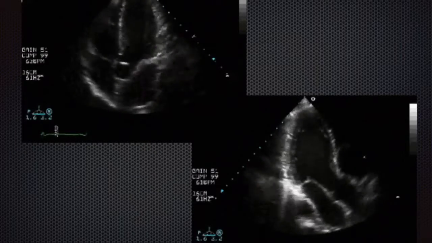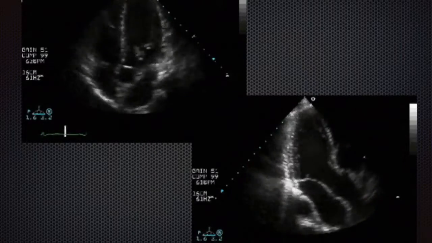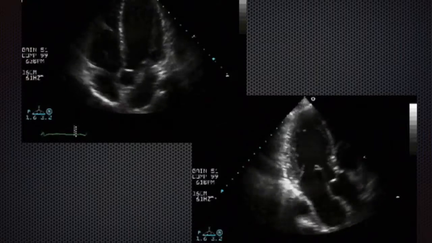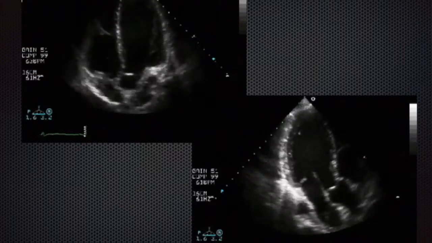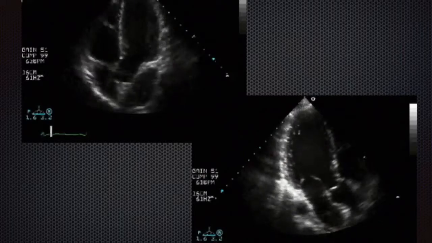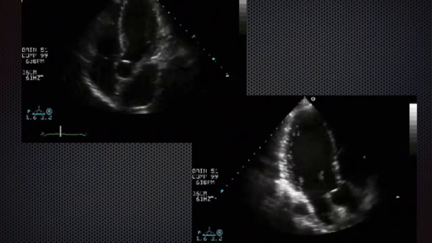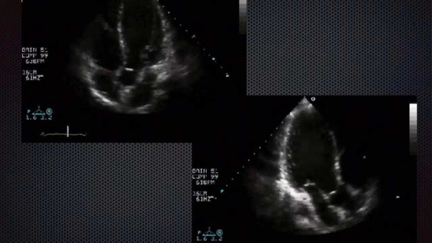Same things here with the 5th chamber and the 3rd chamber. You know the structures, so start looking at the movement and how it goes in systole, and certainly with regards to the left ventricle.